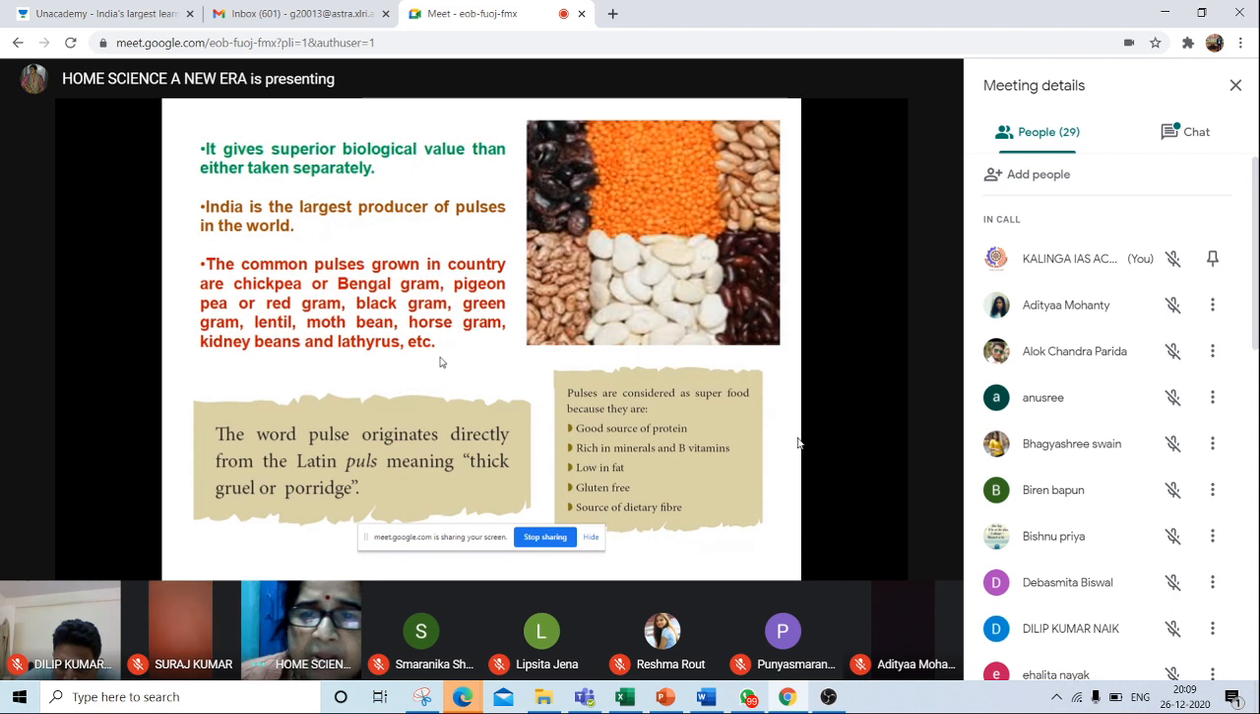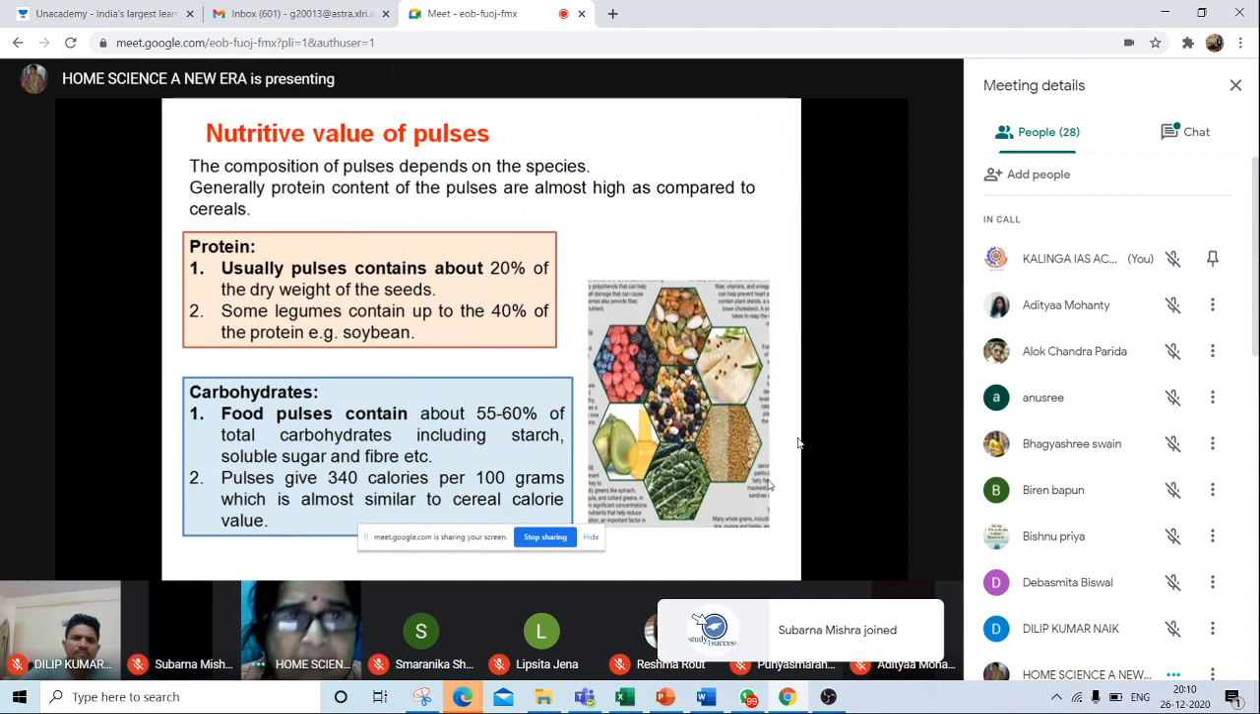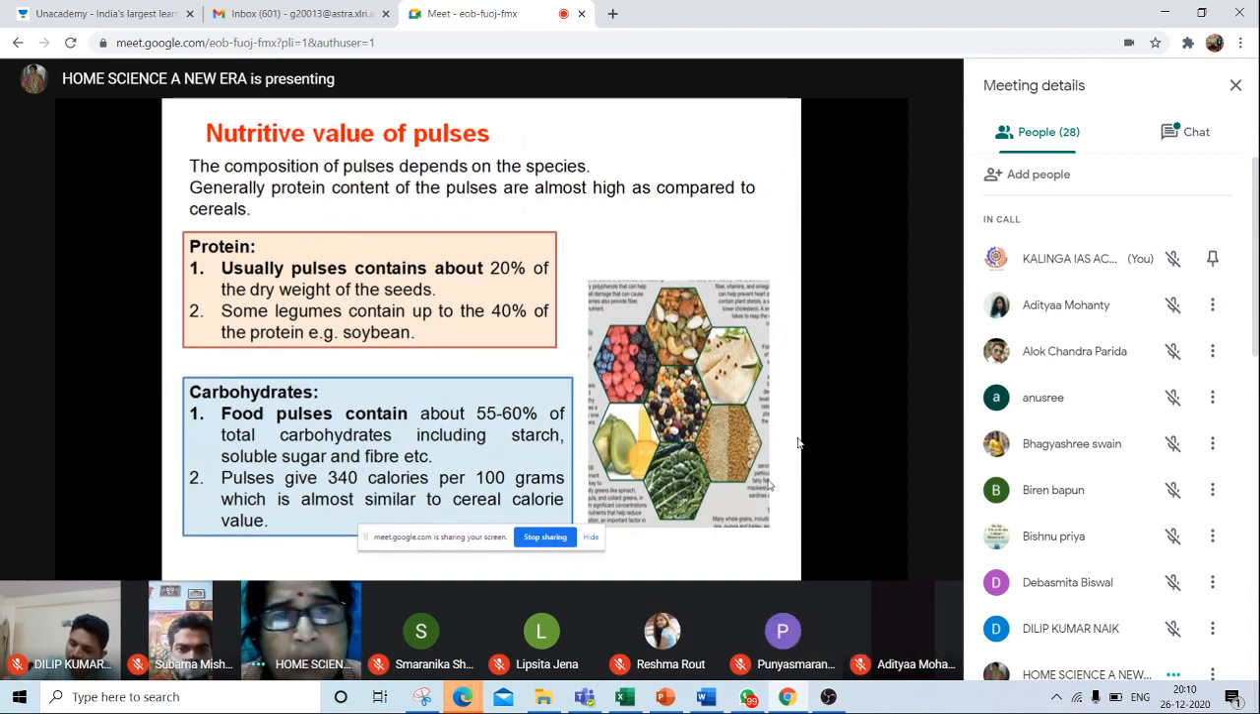That's why we can also conclude that pulses are considered a superfood, because they are a good source of protein, rich in minerals and B vitamins, low in fat, gluten-free, as well as a source of dietary fiber. So, the nutritive value of pulses, I have already told you, is that it is rich in protein.